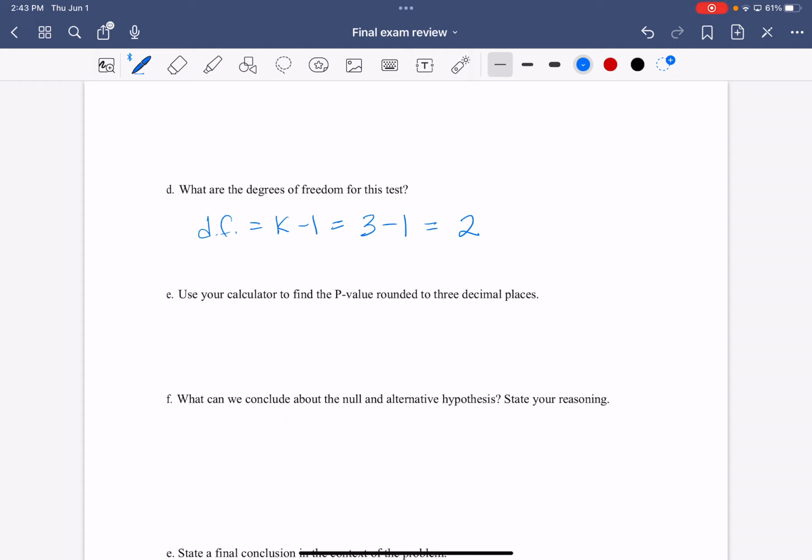Why do we call it k now? So before, n, remember, was the specific sample size, and we have to call it something else, so they just picked k. Yeah, they just randomly picked k. Part E, use your calculator to find the p-value.